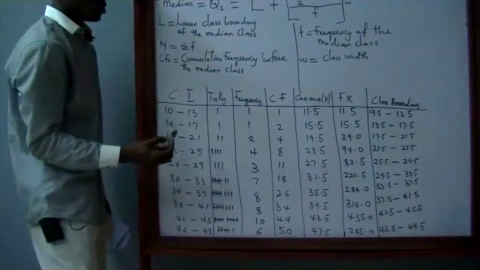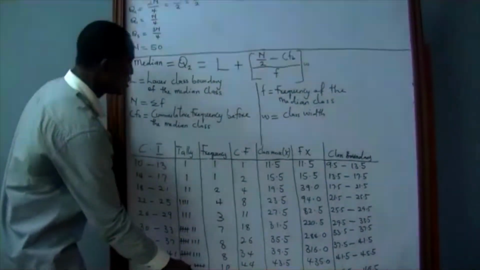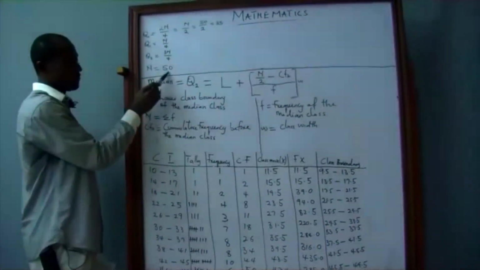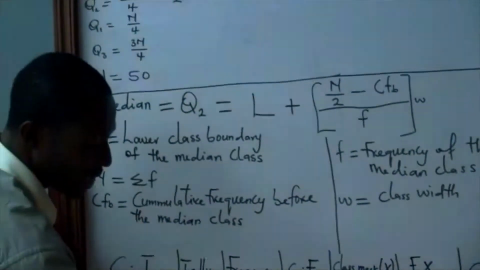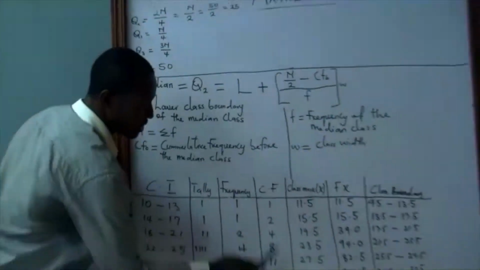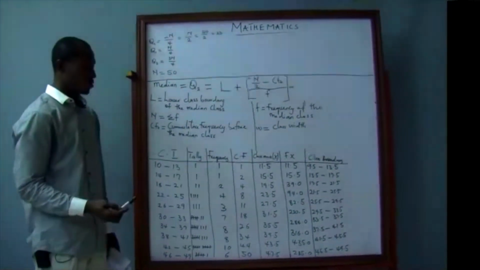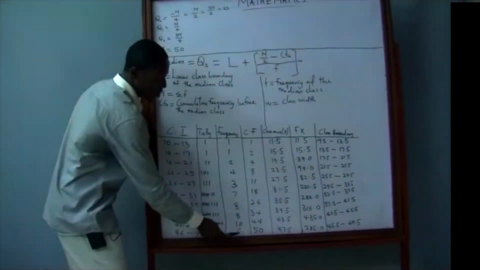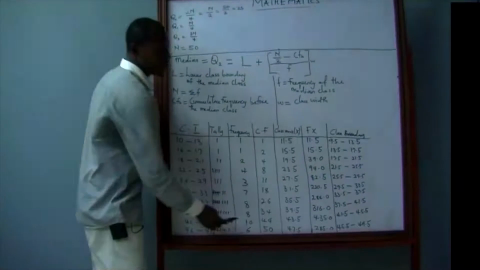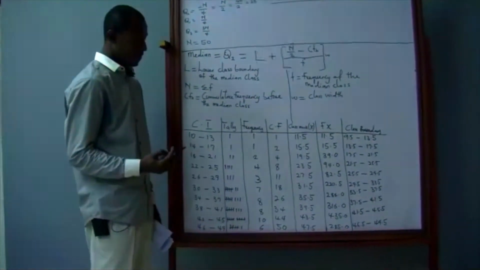So you should note that the last number on the cumulative frequency is also equal to summation f. The addition of all the frequencies must also be the last number in the cumulative frequency, since we actually added them together. So this helps us to even know that you have done the right thing. Summation f must be equal to the last number on the cumulative frequency. I hope that is very clear.